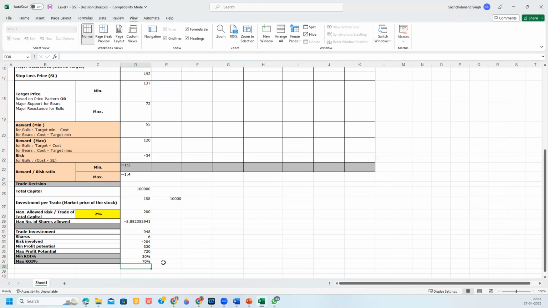Absolutely. In this example, based on the risk, if we look at 1,000 rupees, 20% is the risk, and value-wise that is 200. And these are the two rewards: 330 is the minimum reward and 720, so around 30 to 70% is the reward, considering the investment of 1,000 rupees.